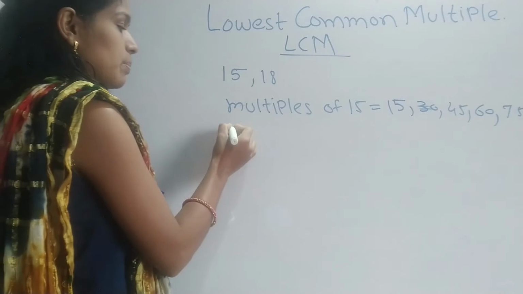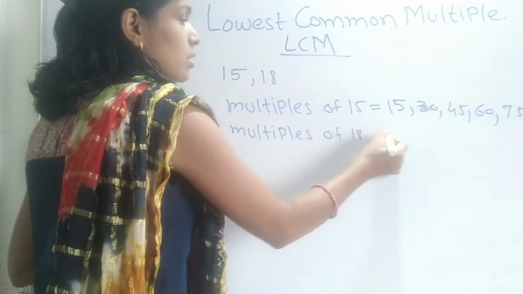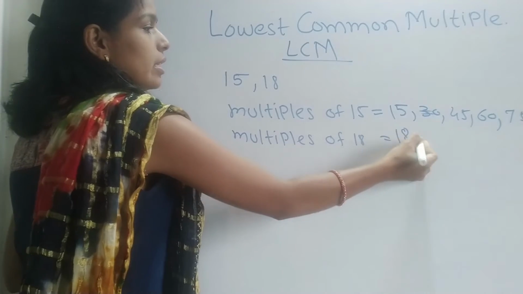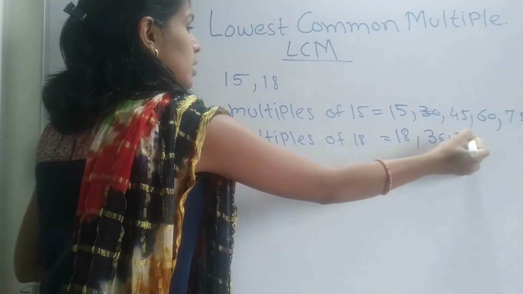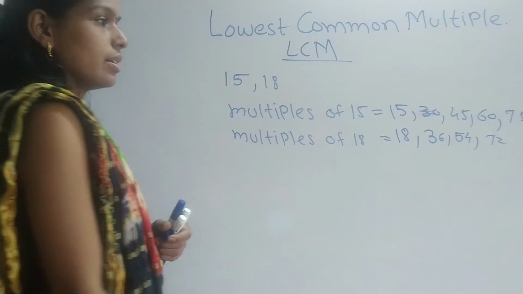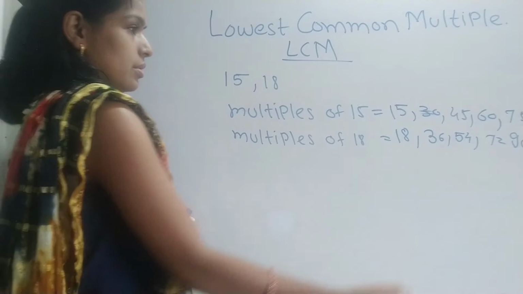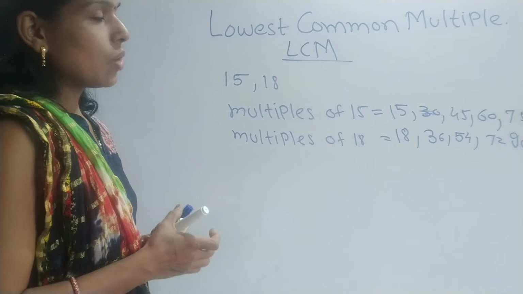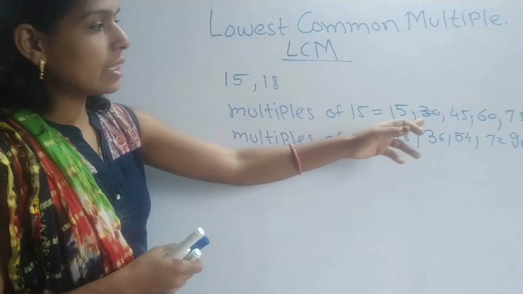Now let's write the multiples of 18. What are the multiples of 18? We know that 18 1s are 18, 18 2s are 36, 18 3s are 54, 18 4s are 72, then 18 5s are 90, 18 6s are 108.